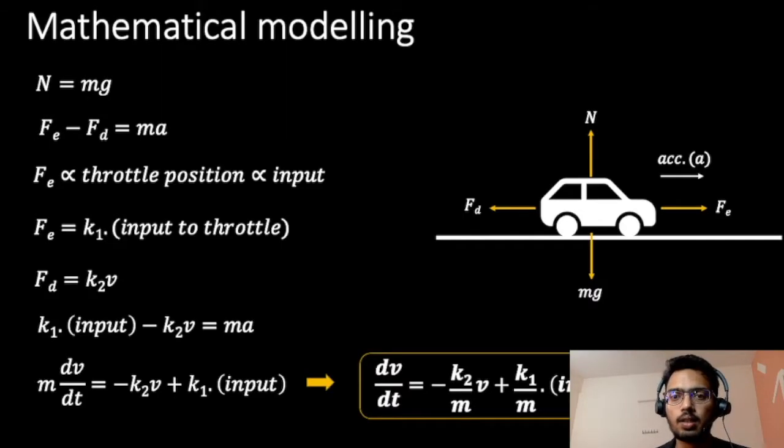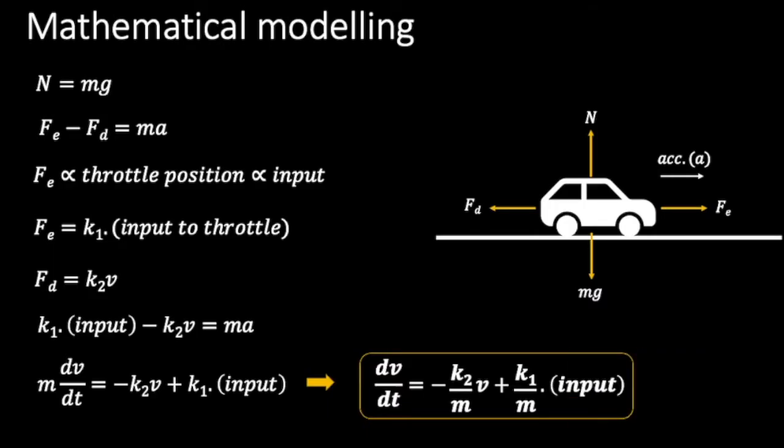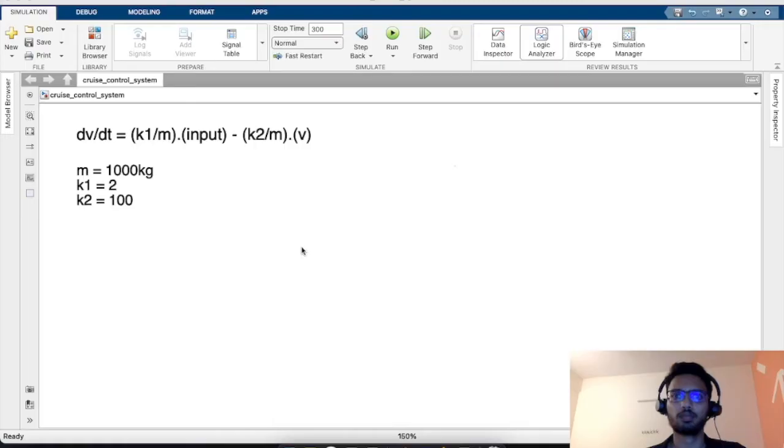Rearranging this, we get our final differential equation, which is dv by dt equals minus K2 by m times v plus K1 by m times the input to the throttle. This is the final differential equation which we'll be using to build our simulation. So let's jump to the simulation part. Next we will look at how to model this particular differential equation as well as the entire cruise control system in a closed loop feedback scenario.